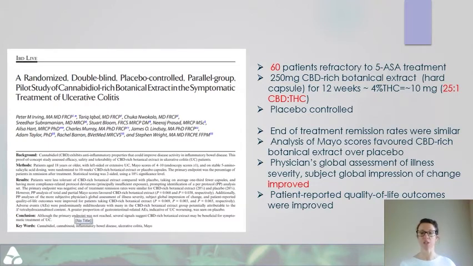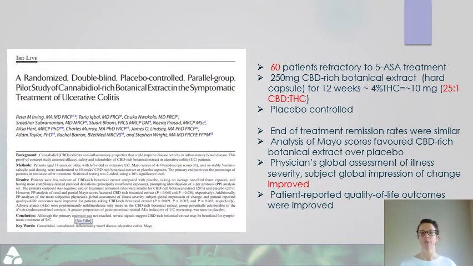So the score, the activity score in colitis, is called the Mayo score. There's different scores for different types of disease. And they did find that there was a significant improvement in the Mayo scores compared to placebo. So there was a significant effect of CBD in improving the symptoms of colitis when given for 12 weeks.